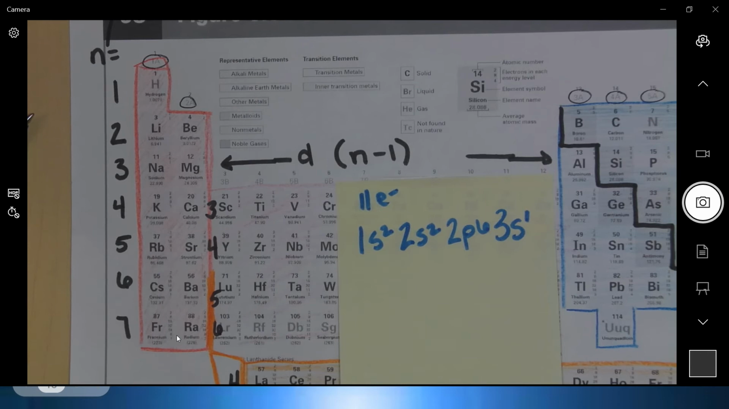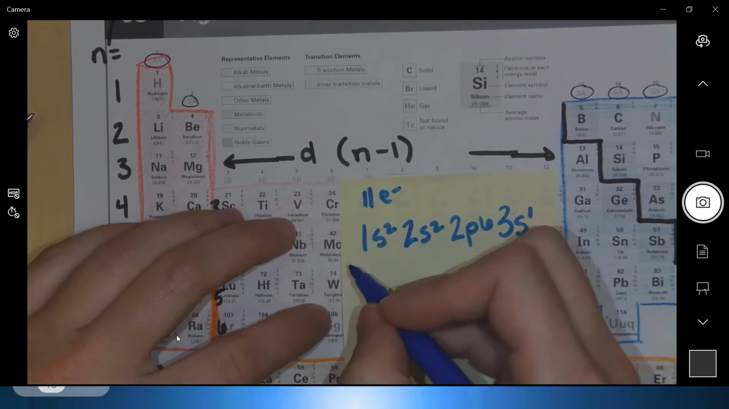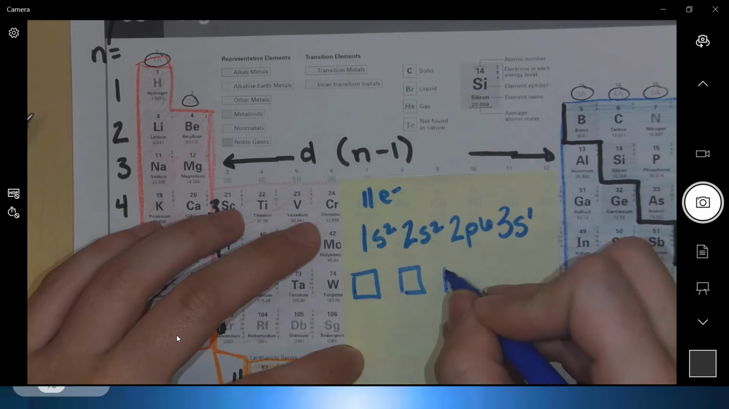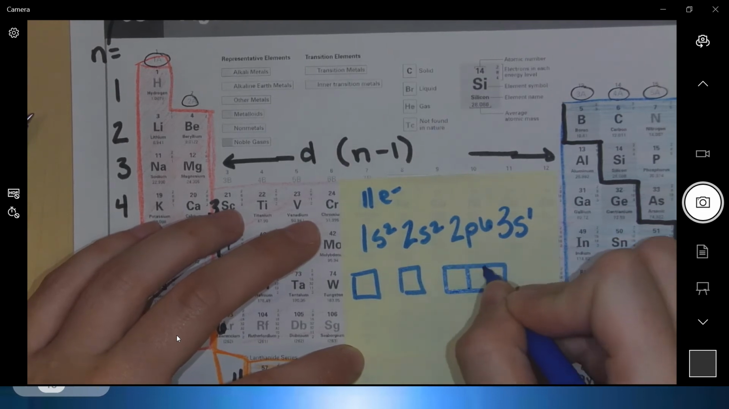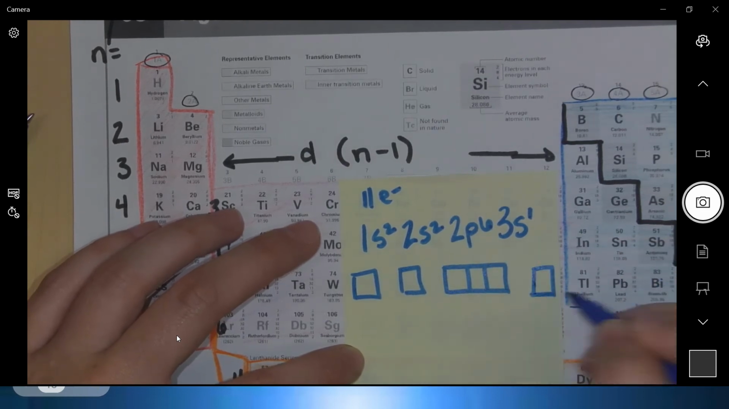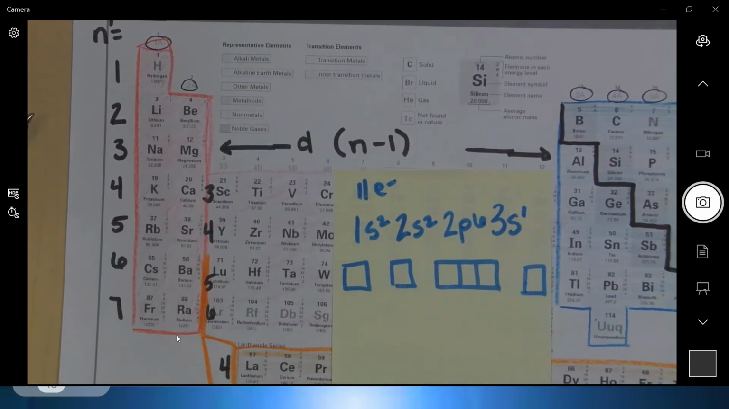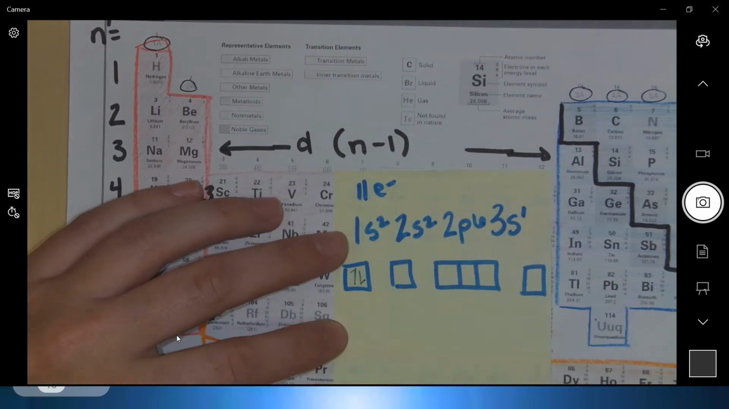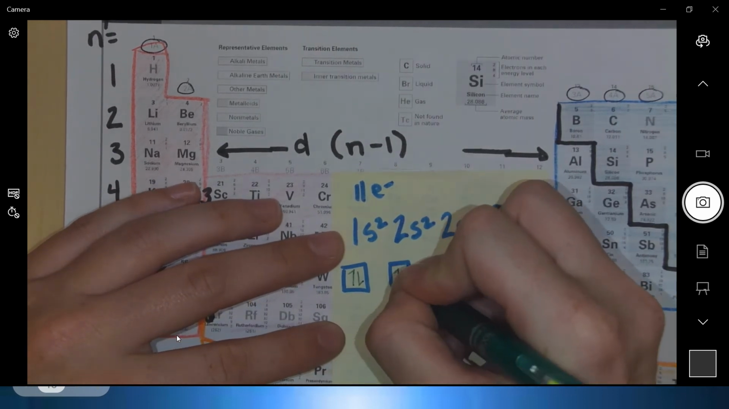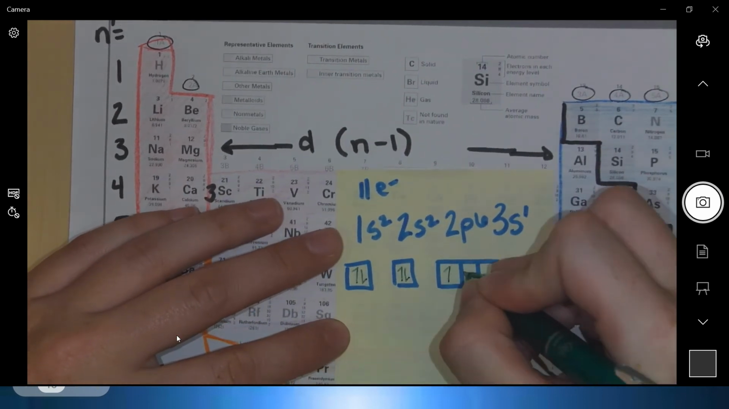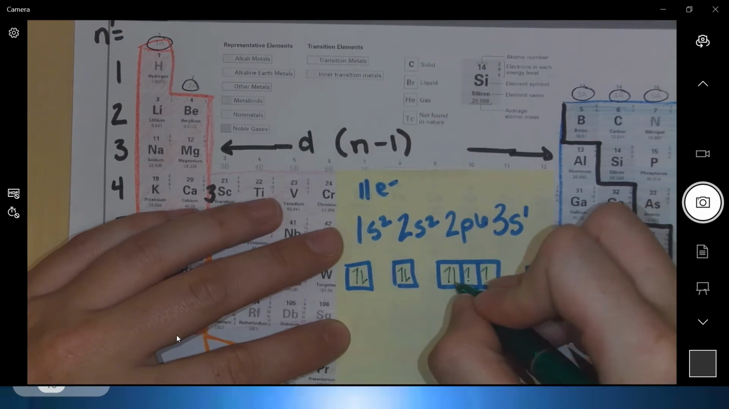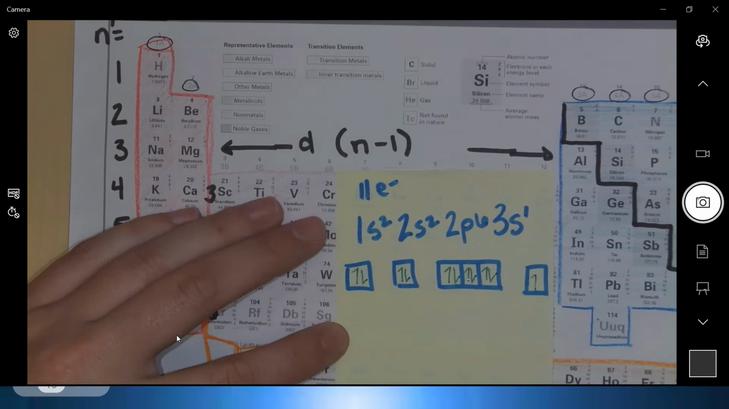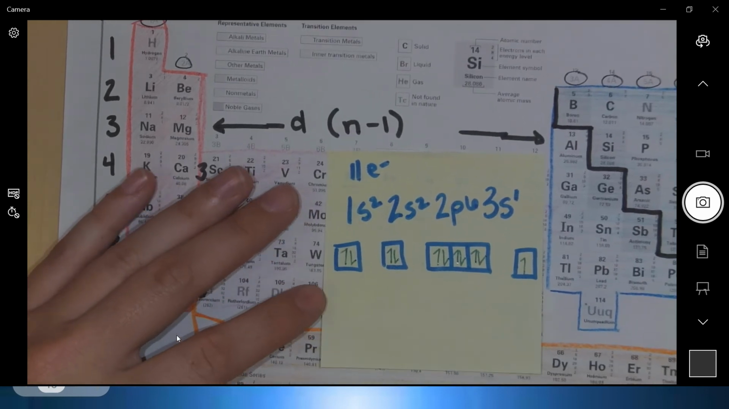If I was to ask you to draw our orbital diagrams, we'd have a square for S, a square for this S, 3 squares for P, and one last square for that S. If we go ahead and fill this in, we're going to have an up arrow and a down arrow, an up arrow and a down arrow, up, up, up, down, down, down. So all 6 are filled in, and 1 up for our sodium.